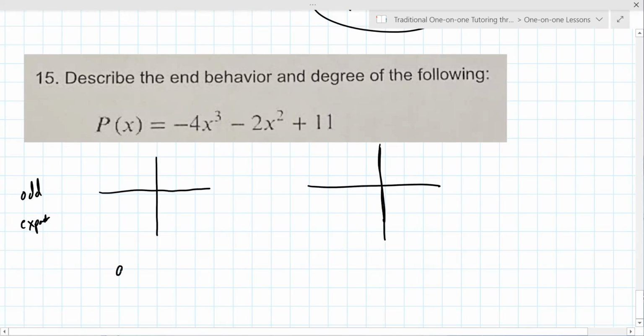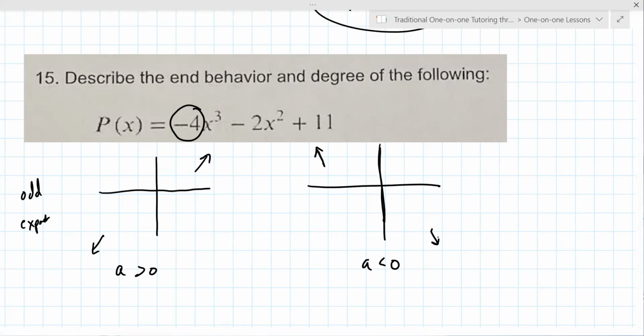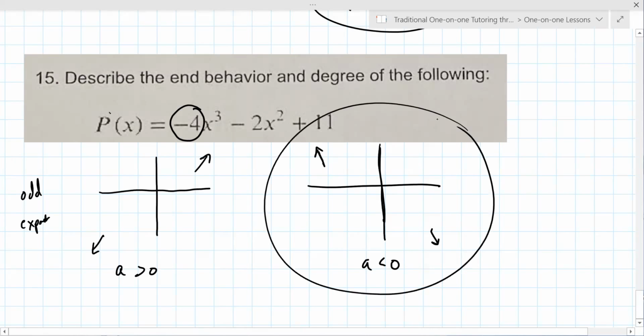So the first one is for a greater than 0, a positive. For odd exponents, you start low and you end high. We don't care what it does in the middle, but it always starts down here and ends up here. When a is less than 0, it goes the other way. It starts high and ends low. So do you see that this p of x is this one over here on the right? Yes. Okay, great.